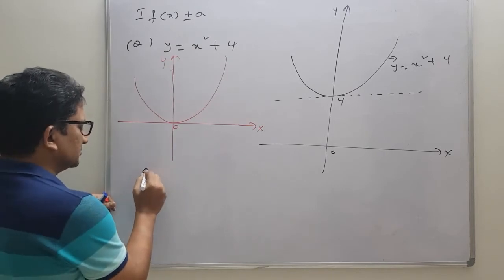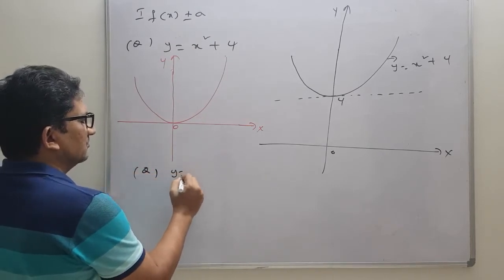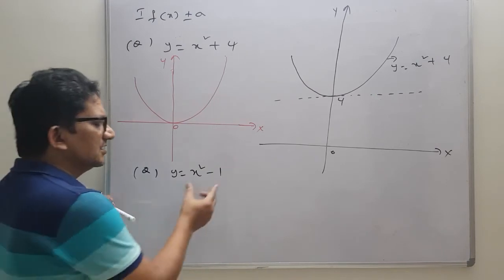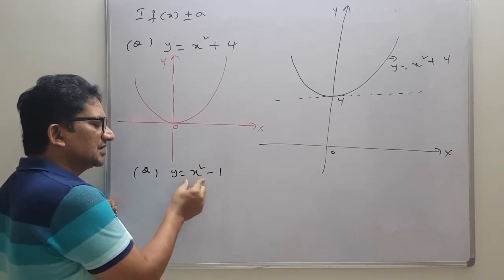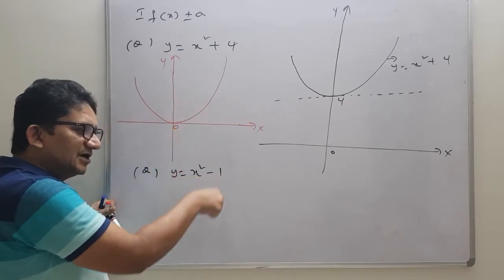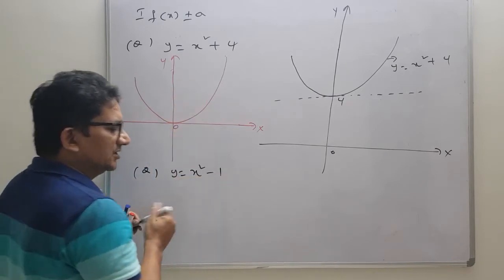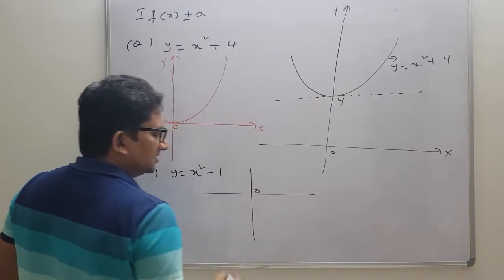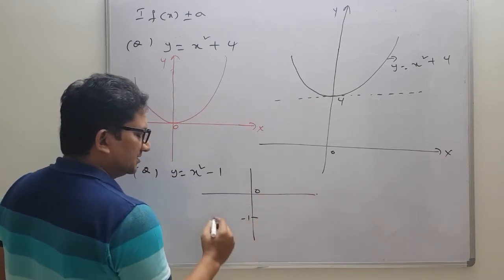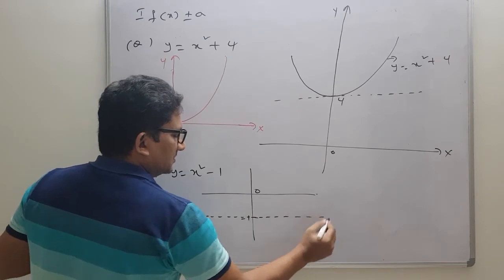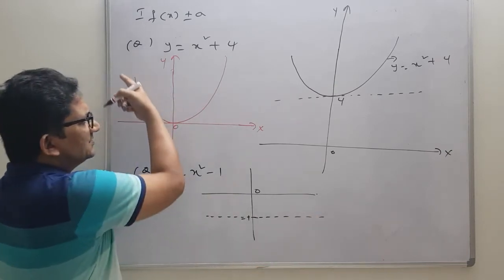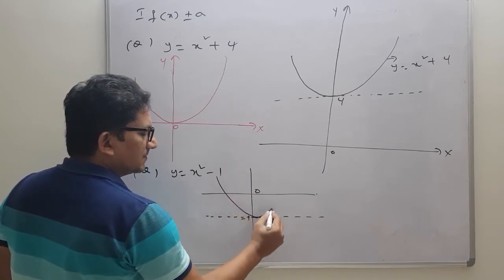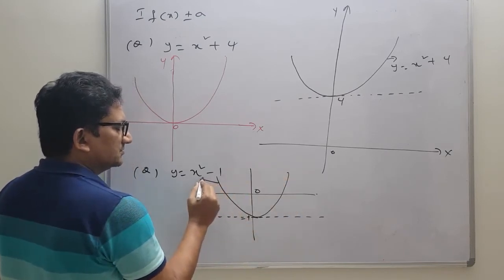Suppose the next question is y equals x square minus 1. Now the meaning of this one is, see, the basic graph x square will be shifted downwards by 1 unit. Means here if I take origin, so here we will take a scale minus 1. Okay. So now here we will get the same structure only. It will start here, that's it. This is your parabola equation.